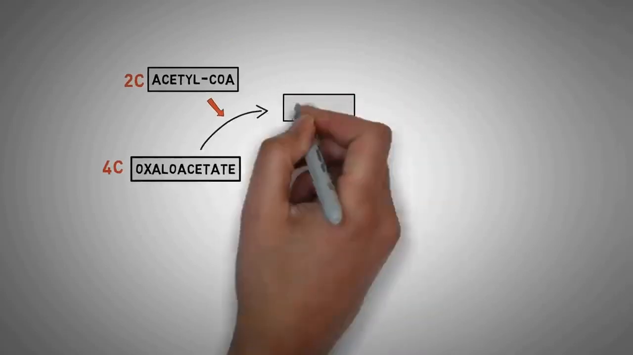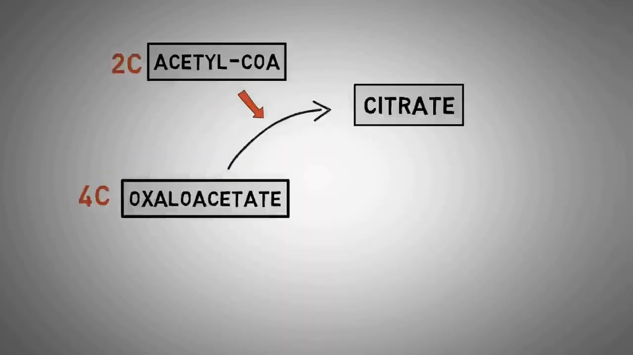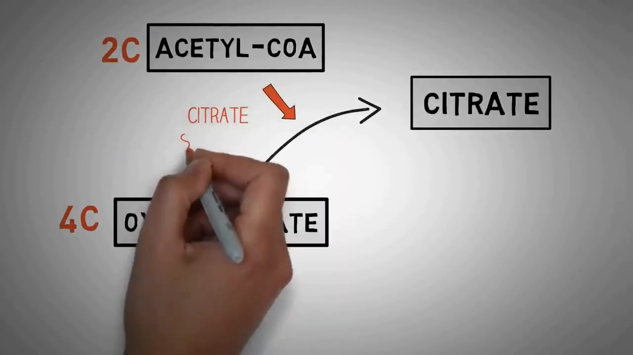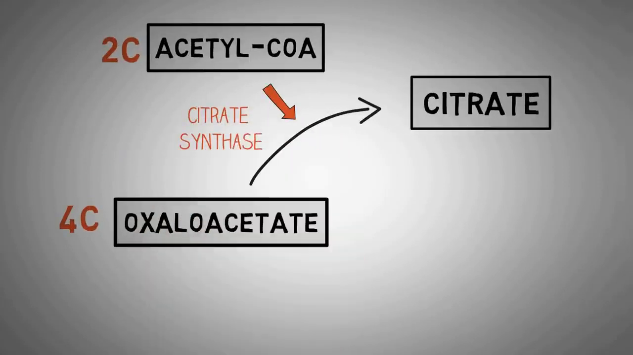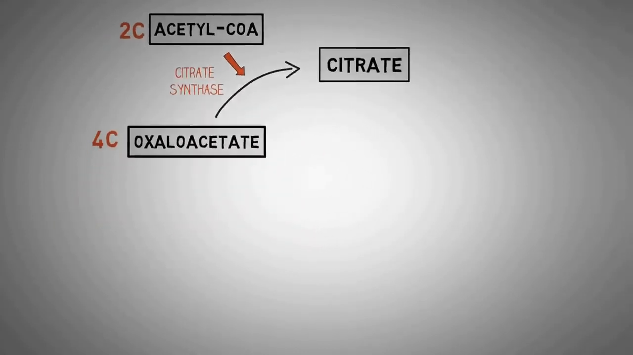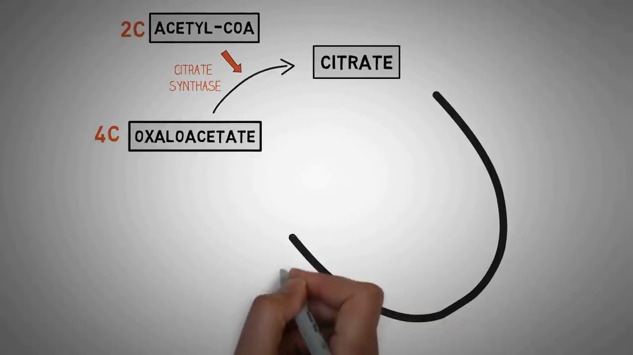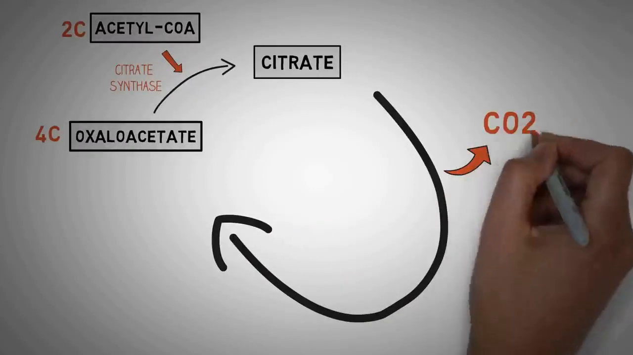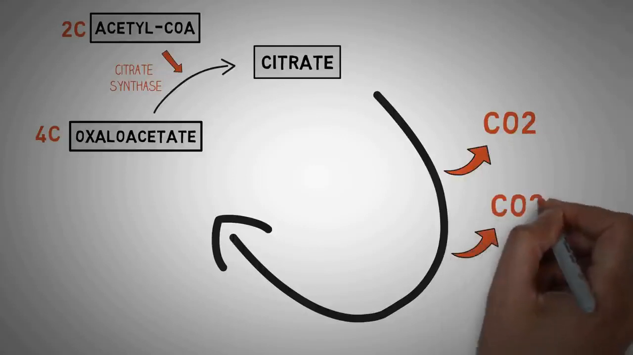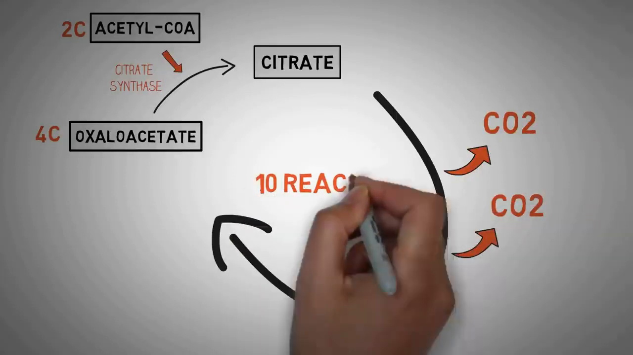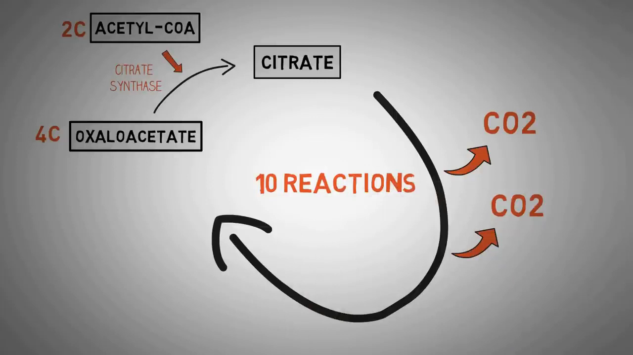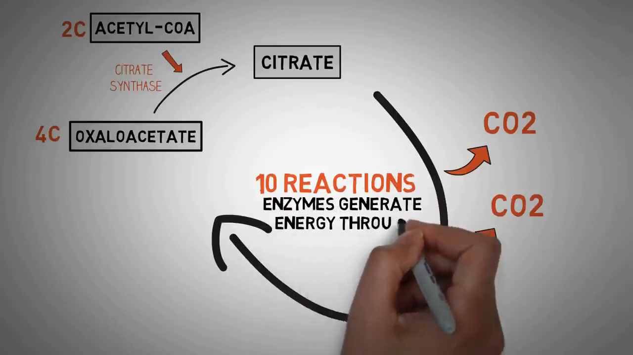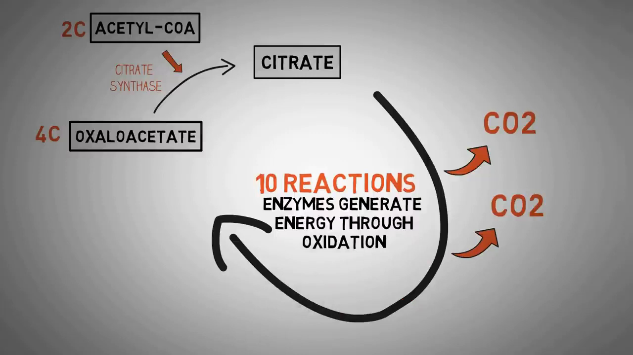This combination leads to formation of citrate, which is a 6-carbon compound, and this reaction is made possible by the enzyme citrate synthase. The name of this enzyme is self-explanatory for what it does. The citrate then undergoes a series of enzyme catalyzed reactions in which it loses the 2 carbons of acetyl-CoA in the form of 2 molecules of carbon dioxide. The conversions, which involve up to 10 chemical reactions, are all brought about by enzymes which use the energy generated through oxidation to attach electrons to NAD and FAD.